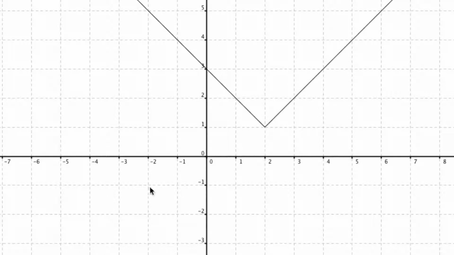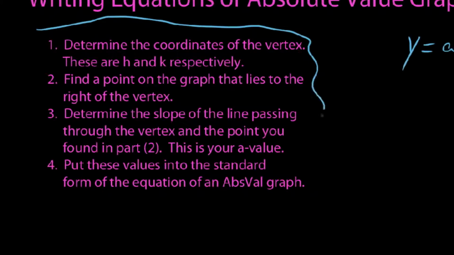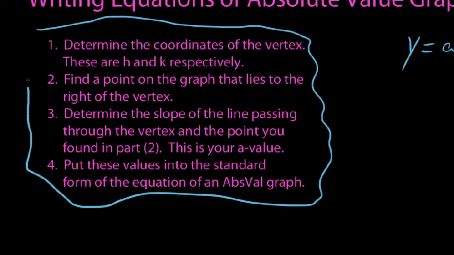For example, if we look at this graph right here, we notice that the vertex is at 2, 1. And we're going to be able to determine an a value just by looking at the graph as well, and just how we go about doing so. If anybody wants to know how to do this in general, you can write down this process that I put over here. We'll go through these 4 steps, and I would like to read through them first.